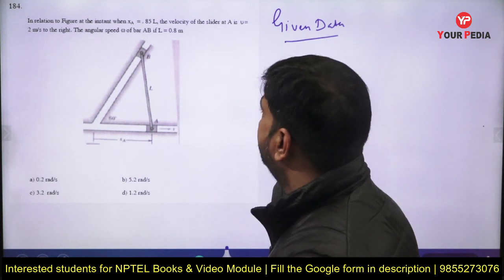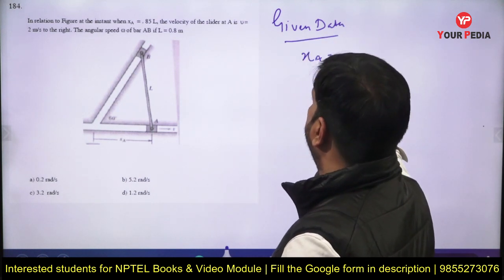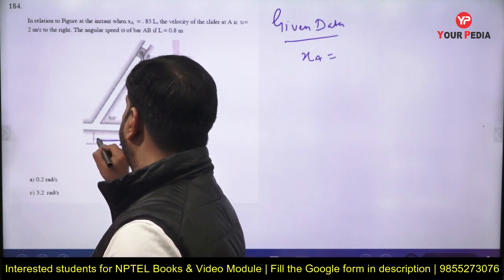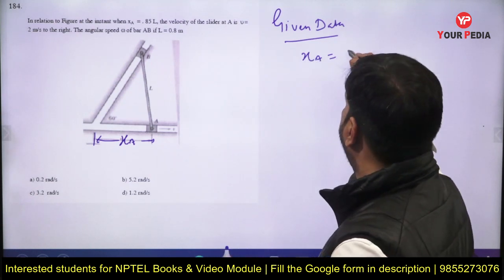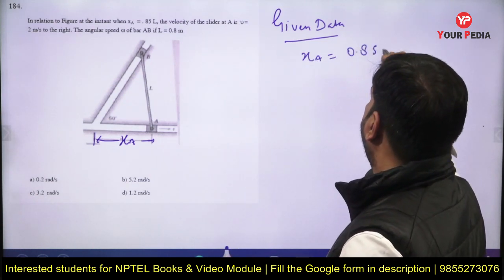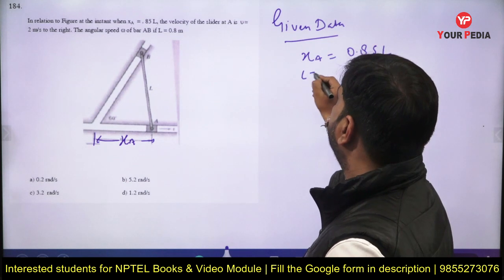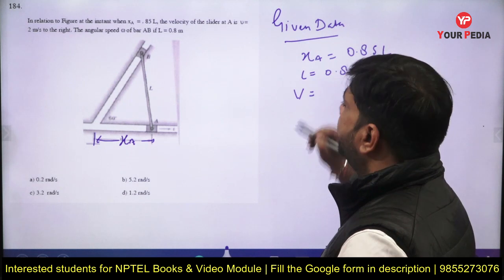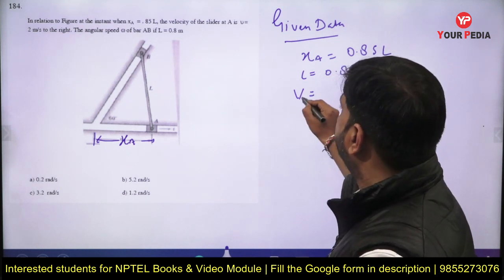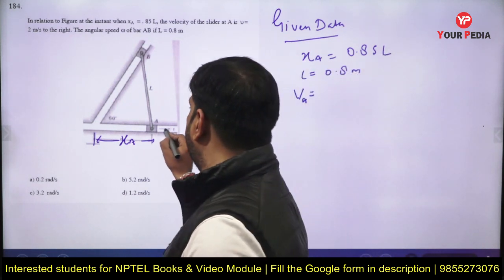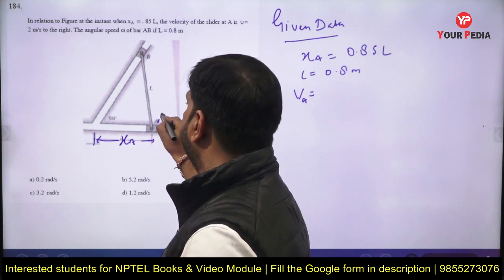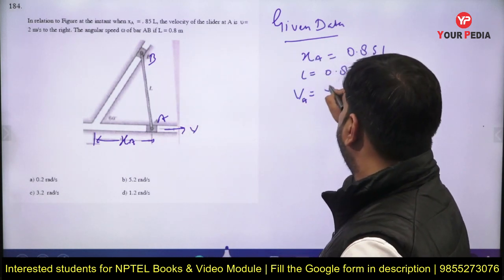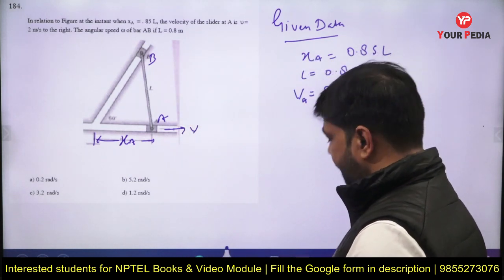The given data in this question is xA equals, this is the xA. This distance is xA. xA is given as 0.85 of L, and here L is given as 0.8 meter, and velocity is given, the velocity of point A. This is point A and this is point B. So velocity of A is given to be 2 meter per second.